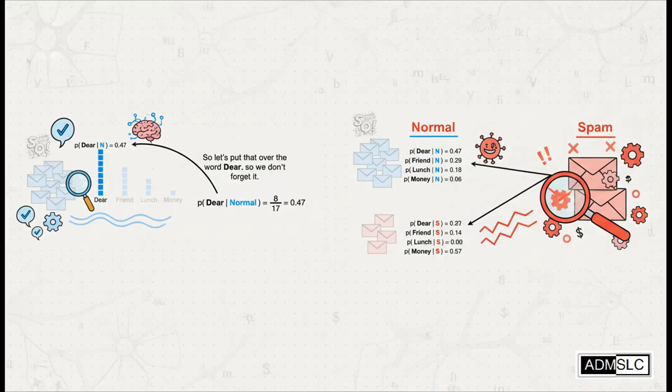And here we go. This is the result of all that work. On the left, we've got the word probabilities for our normal messages. You can see dear and friend are fairly common. But have a look at the right-hand side, the spam profile. The probability of seeing the word money is huge, 0.57. That's compared to a tiny 0.06 in our normal emails. The machine has learned a vital clue.